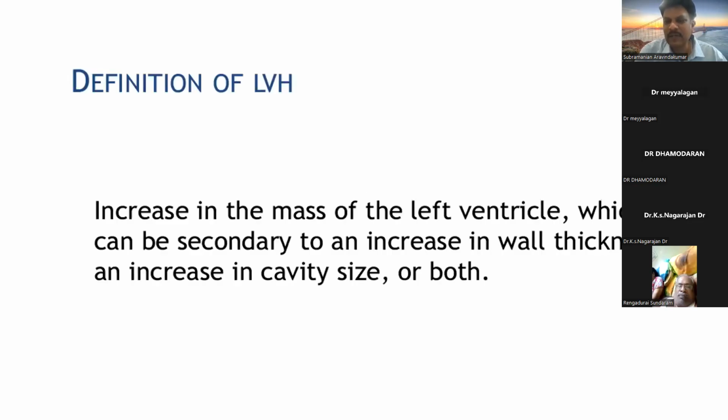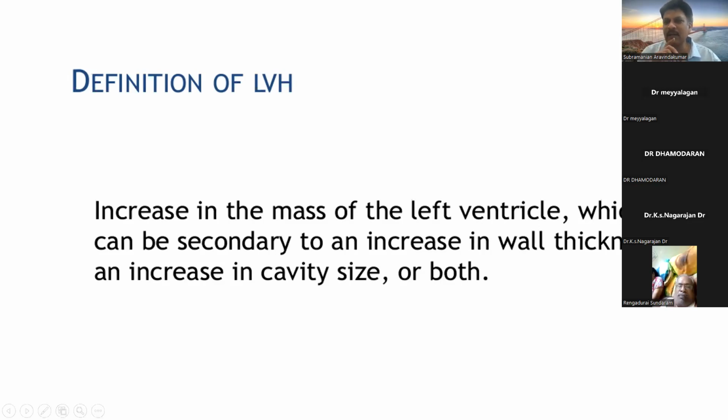We'll look into ventricular hypertrophy, left ventricular hypertrophy and right ventricular hypertrophy. So what does ventricular hypertrophy mean in ECG? A simple increase in the mass of the left ventricle, which can be secondary to an increase in wall thickness or an increase in cavity size.